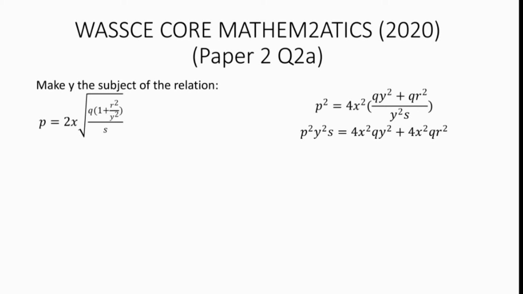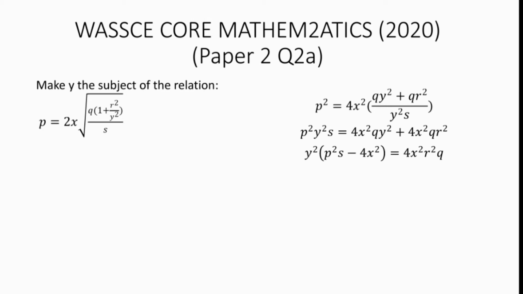Now we need to make y the subject, and y could be found in p squared y squared s and can also be found in 4x squared ky squared, which means we can subtract 4x squared ky squared from both sides of the equal sign and then factorize y squared, which will now give us y squared, bracket open, p squared s minus 4x squared, bracket closed, equals 4x squared r squared q.